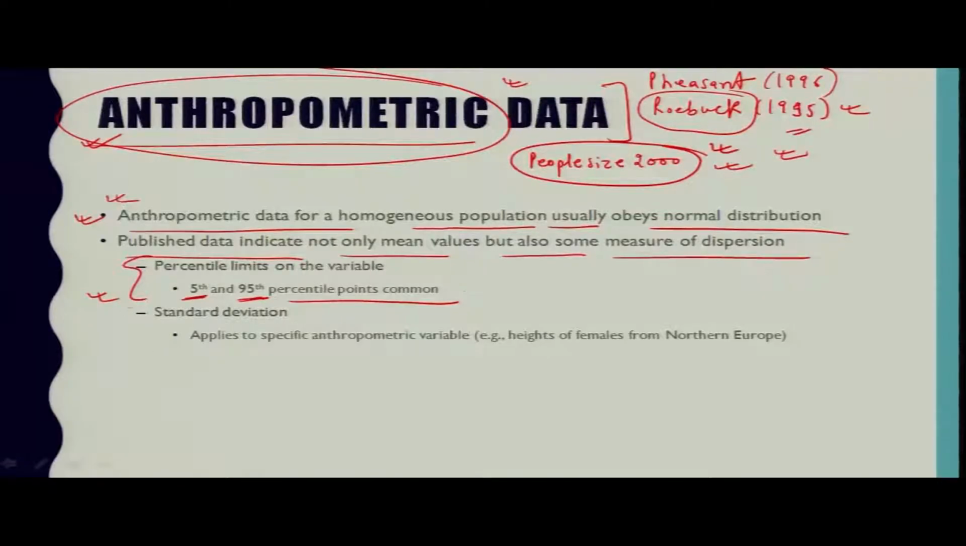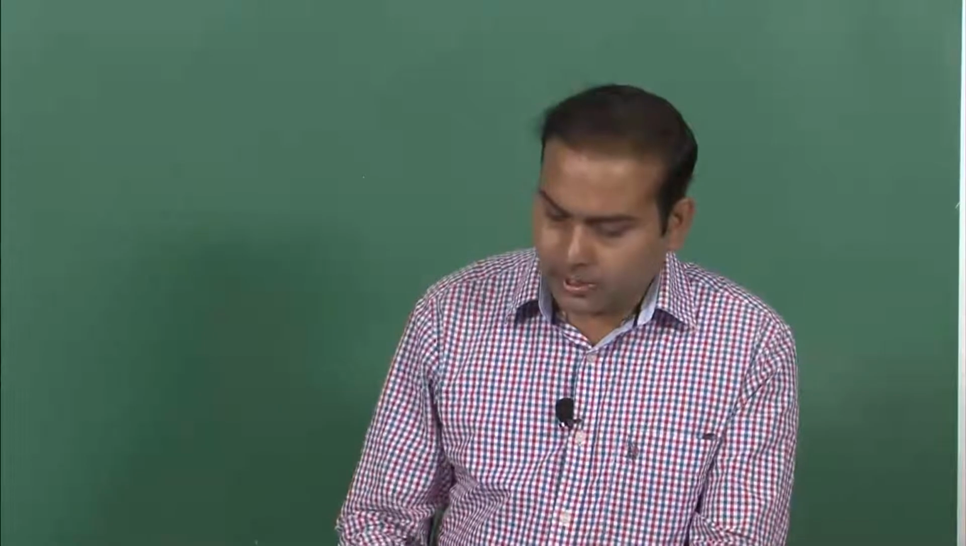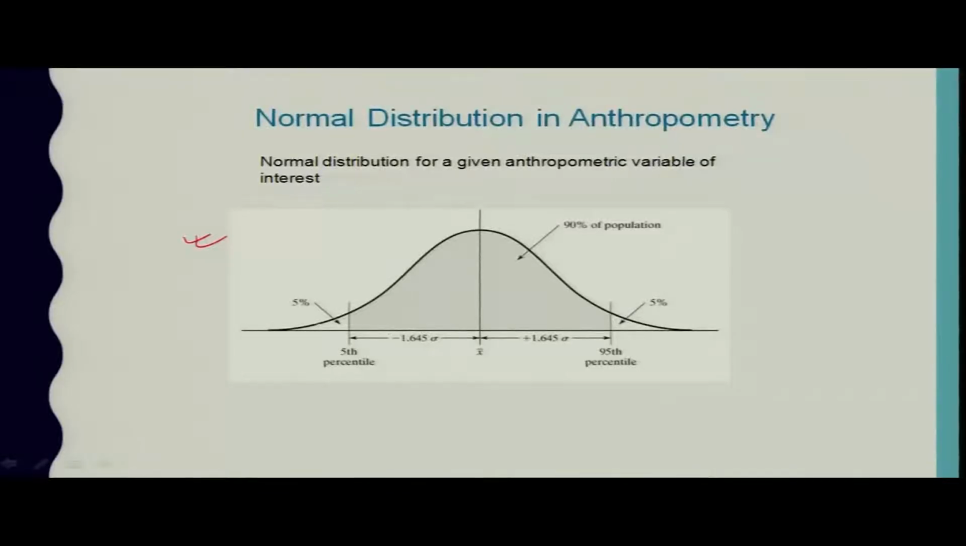We also take care of the standard deviation, and we collect the data based on the mean and standard deviation. This standard deviation applies to a specific anthropometric variable, like heights of females from northern Europe. So this is in brief the normal distribution curve in anthropometry.